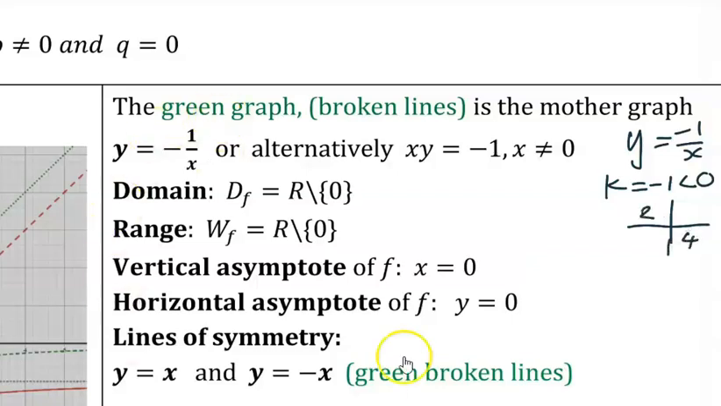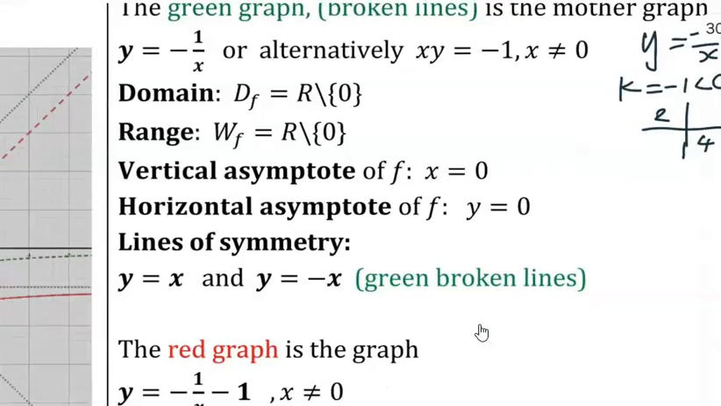So what is on this page is what you must know by heart. So it's the 1 over x that is just reflected about either the x-axis or the y-axis. And the only difference is at the vertices, where the 1 over x will cut the y equal to x line of symmetry. The y equal to minus 1 over x will cut the y equal to minus x. And the vertices will be, if x is positive, y will be negative, and if x is negative, y will be positive. So let us look at the red graph.